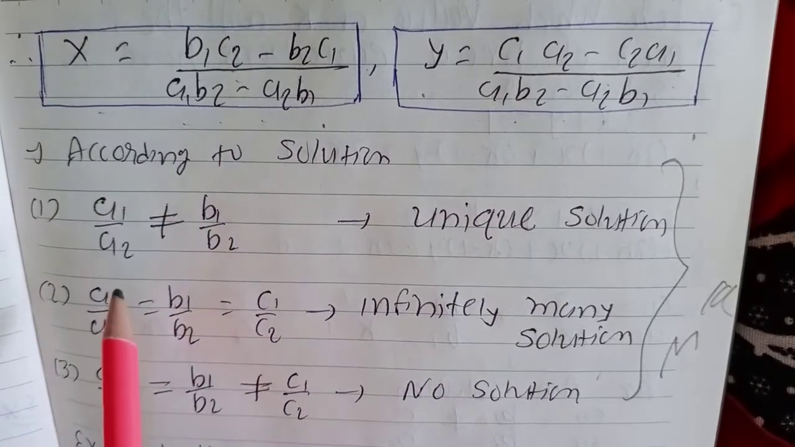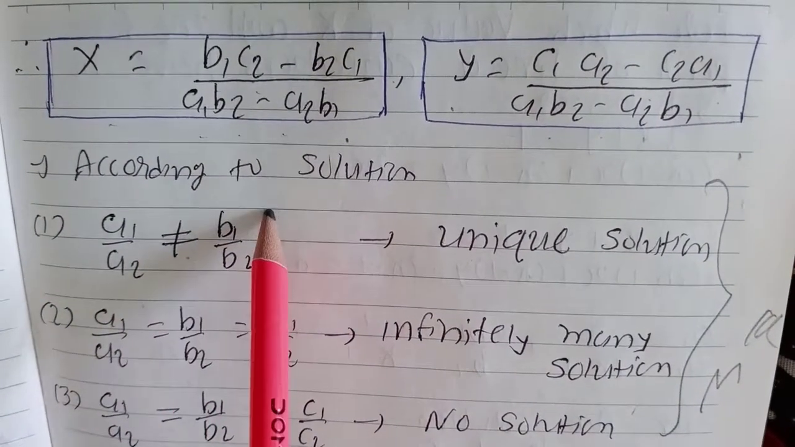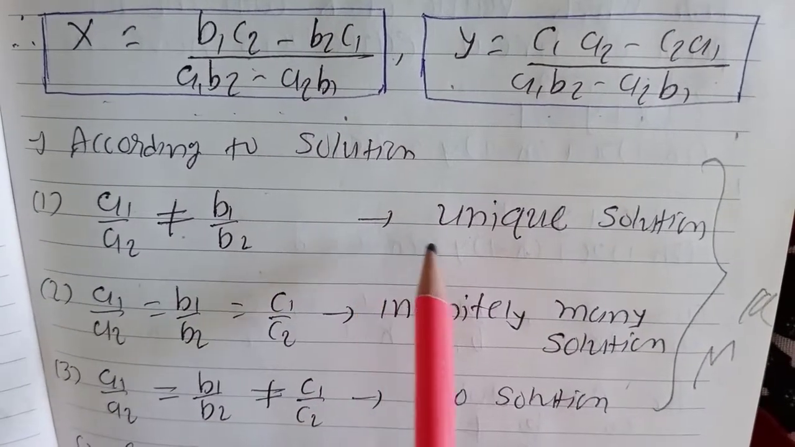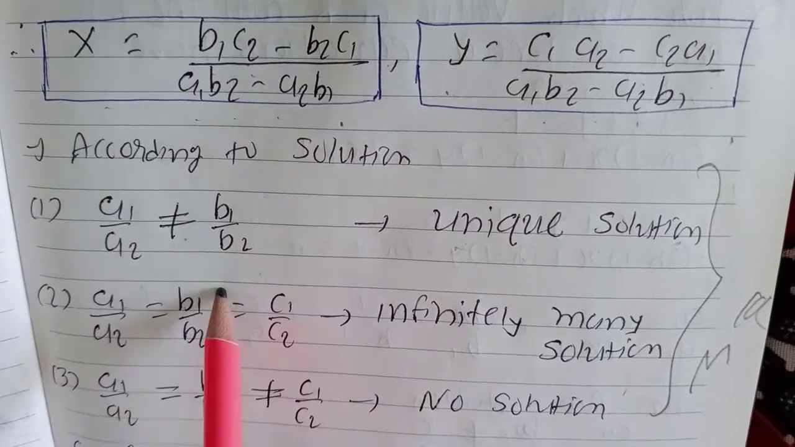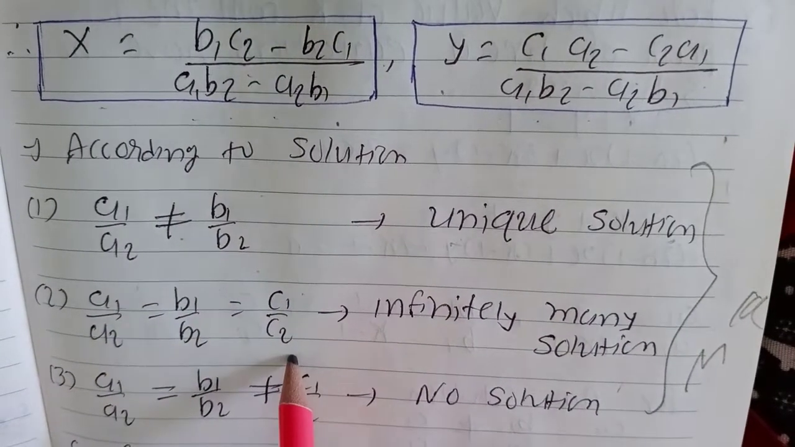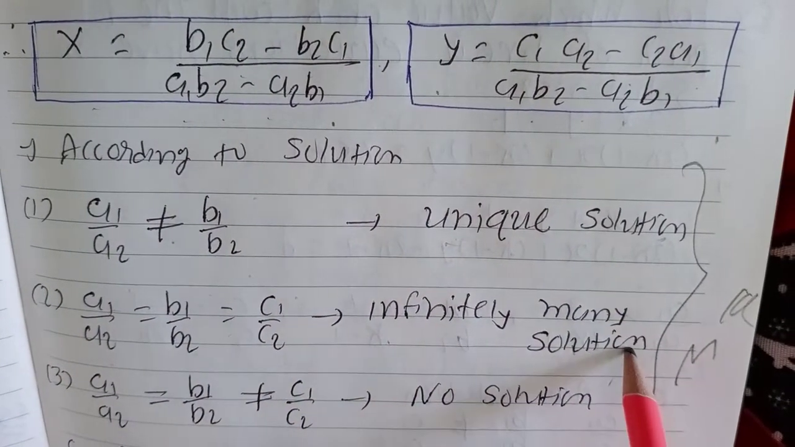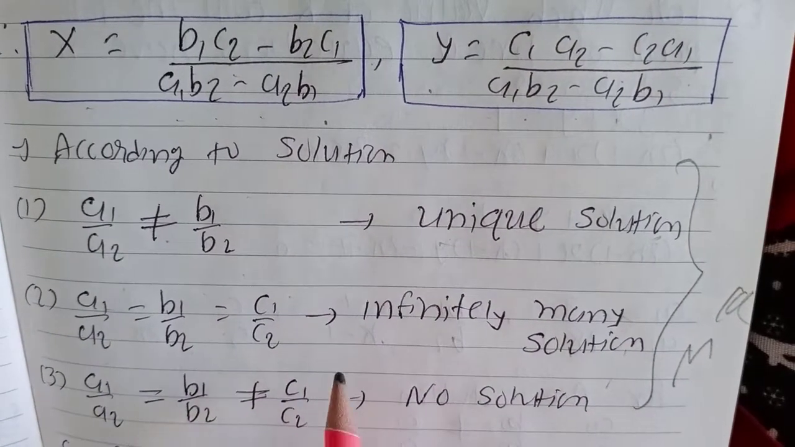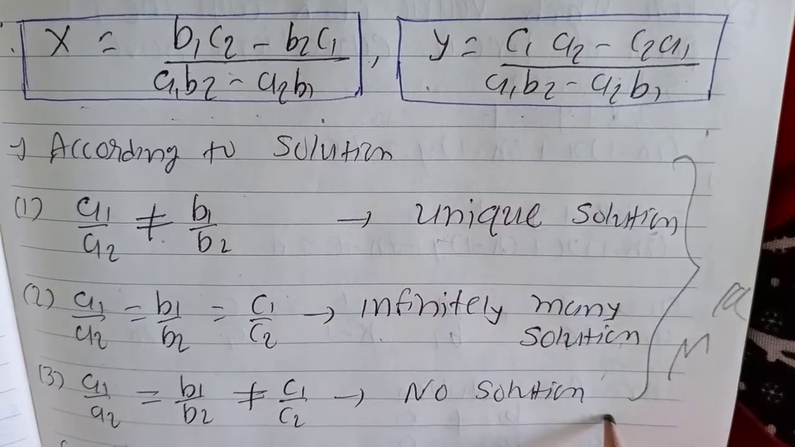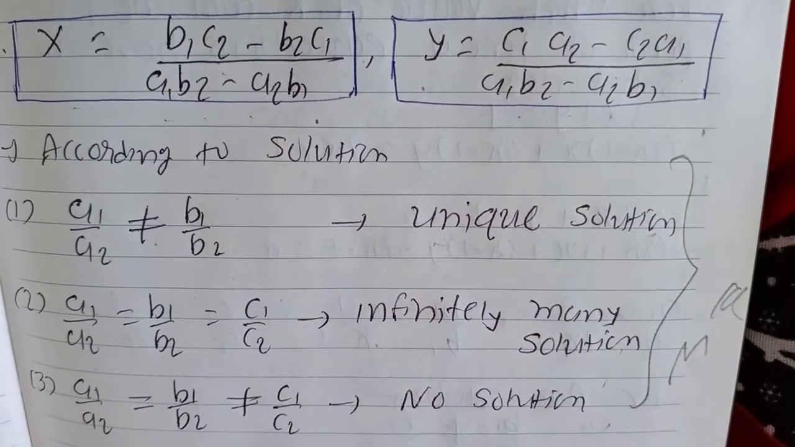If a1 upon a2 is not equal to b1 upon b2, that means the equation has a unique solution. If a1 upon a2 is equal to b1 upon b2 is equal to c1 upon c2, infinitely many solutions. And if a1 upon a2 is equal to b1 upon b2 is not equal to c1 upon c2, no solution. We discussed this earlier.